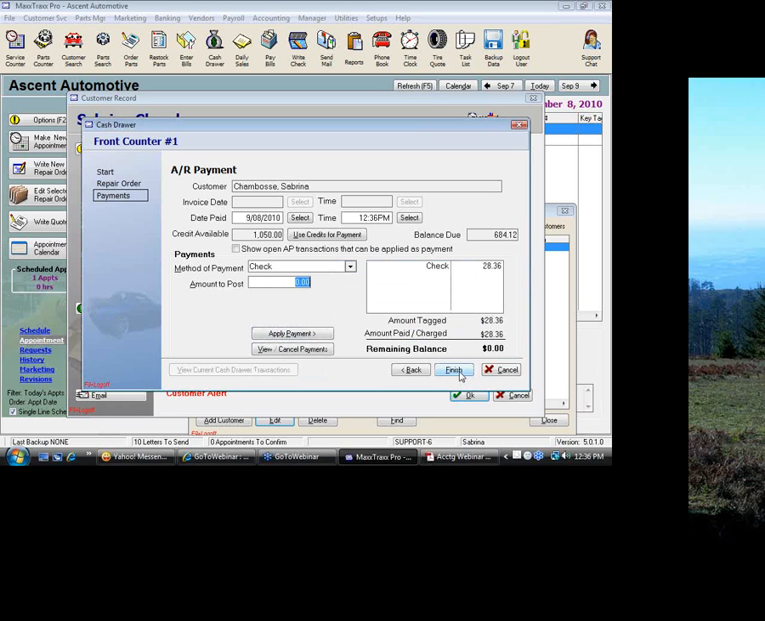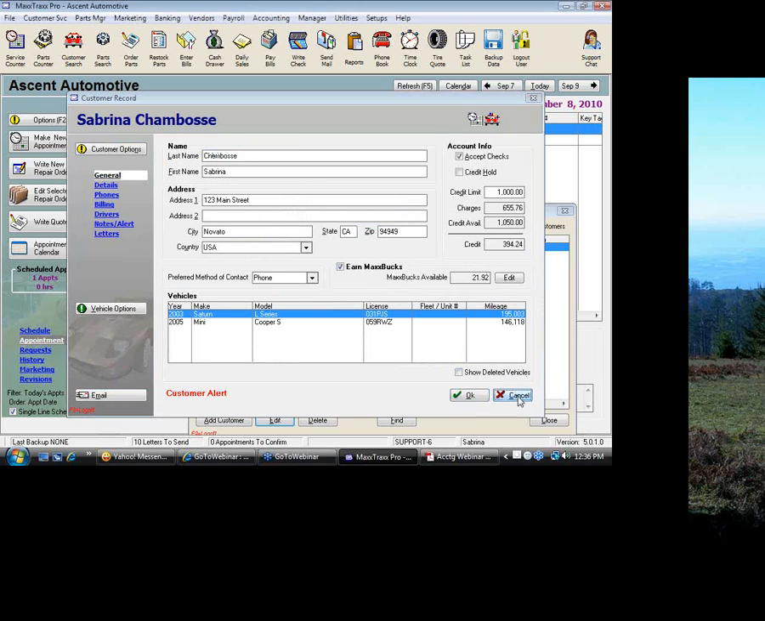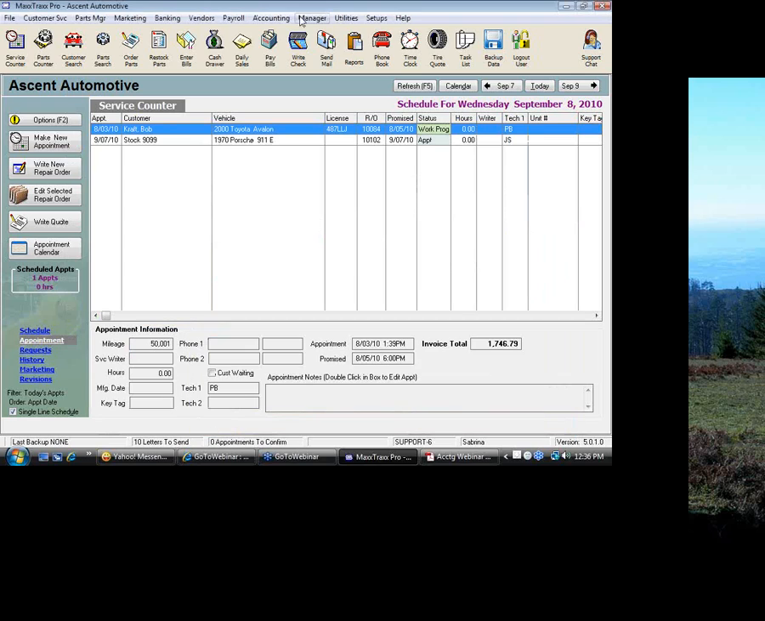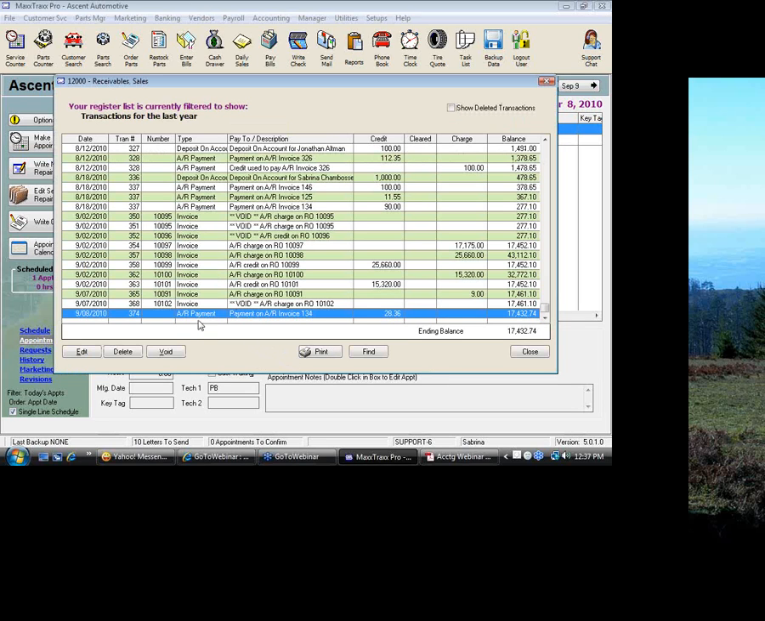Okay, so what exactly happens when we make this transaction? When I click Finish, let's jump back into the chart of accounts. What's happened right here is that money that I had coming to me in receivable sales now has been taken out of here and has been put in undeposited funds, and it's waiting for me to put it into one of these bank accounts. So let's actually look and see if we double click.